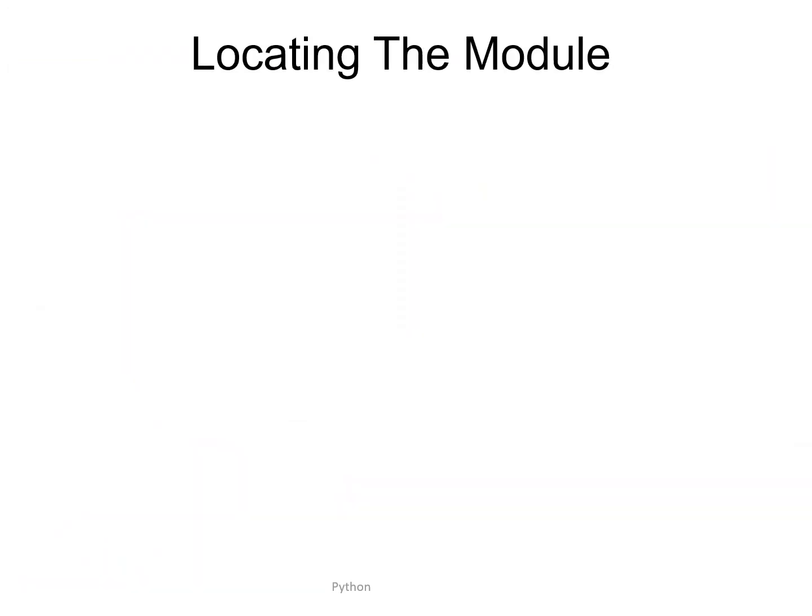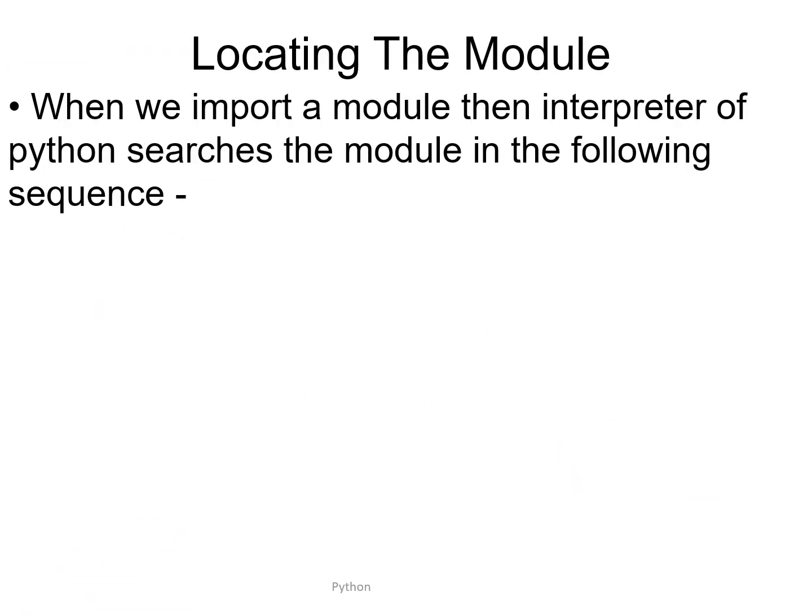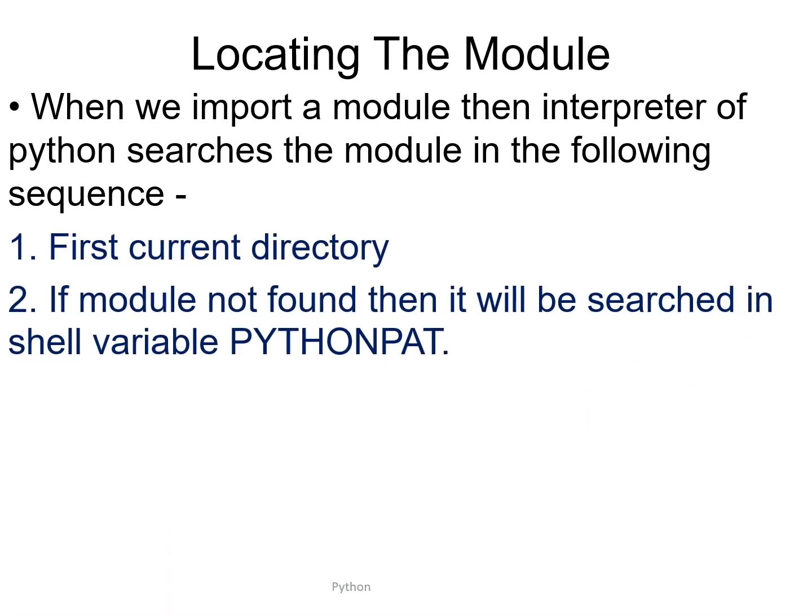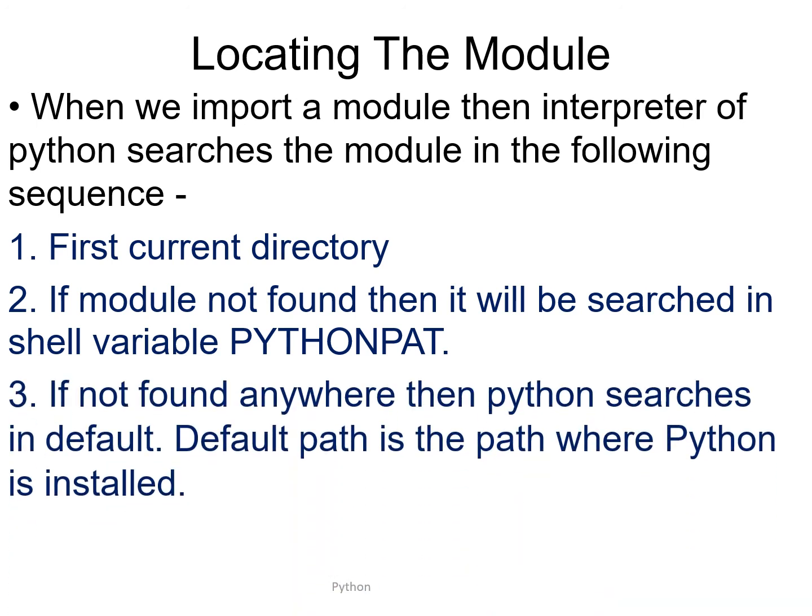Now how does the compiler locate the module? When we import a module, the Python interpreter searches for the module in the following sequence. First, in the current directory. Second, if the module is not found, then it will be searched in the shell variable PYTHONPATH. If not found anywhere, then Python searches in the default path. The default path is the directory where Python is installed.